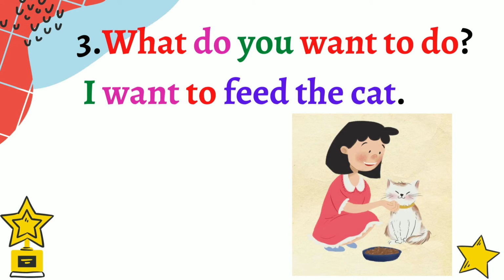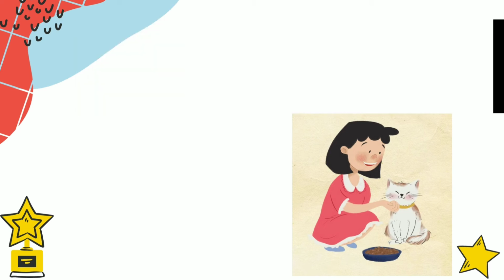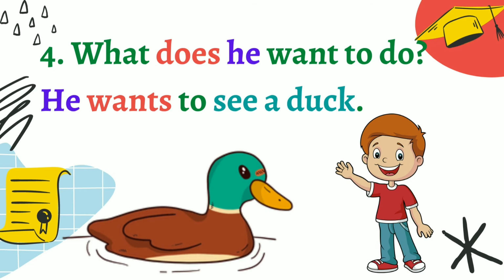It's the same as the first example. In here we have to use do because the subject is you. In the answer we have to use I because the question used the subject you. And also we have to use want because the subject is I. I want to feed the cat. Number 4. What does he want to do? He wants to see a duck.